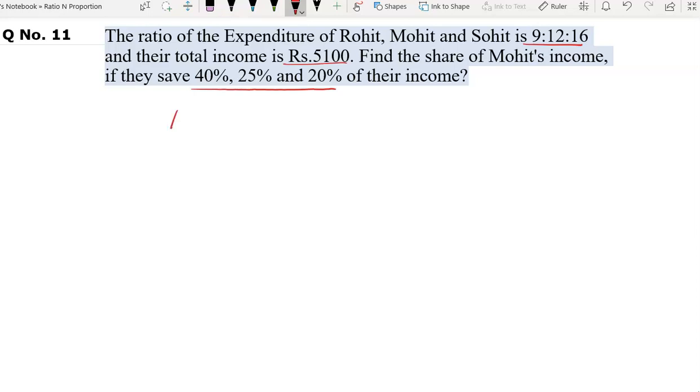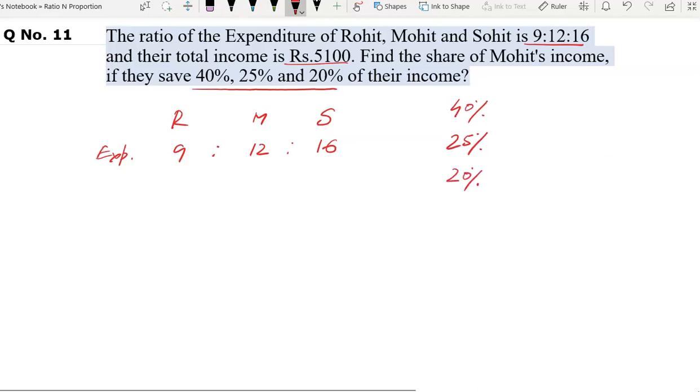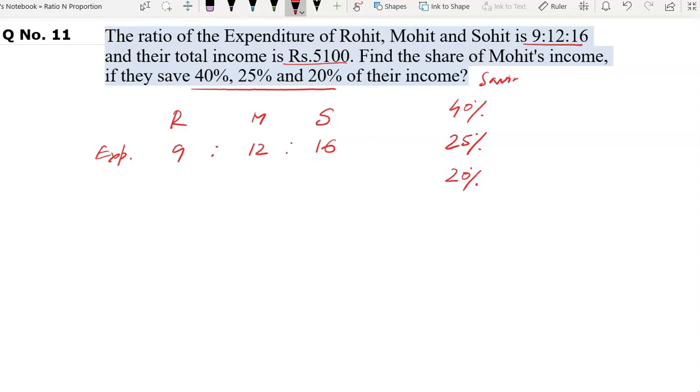So in this question, we have Rohit, Mohit and Sohit, and their expenditure is in the ratio of 9:12:16. Now in the question it's given they save 40%, 25% and 20% of their income. This is savings.